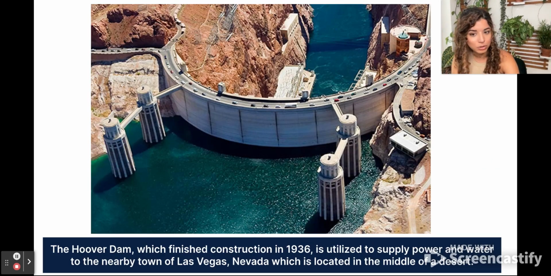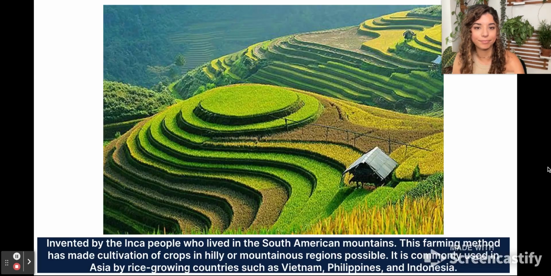Things like dams, right? This is an image of the Hoover Dam located in the US. So this was used to supply power and water to Las Vegas, Nevada, which we all know is like super populated, super tourist destination, right? They definitely need power and water there because it's in the middle of a desert, right? So this is overcoming that environmental issue, right, of being in a desert.